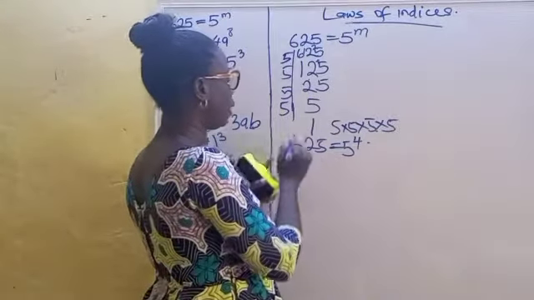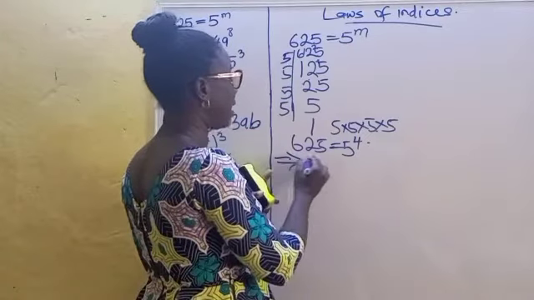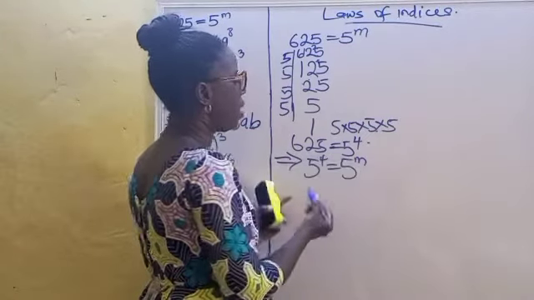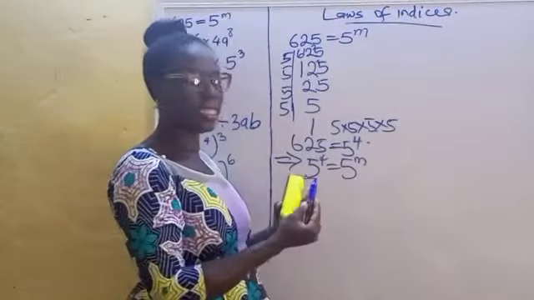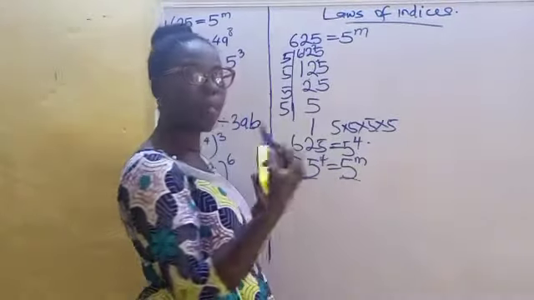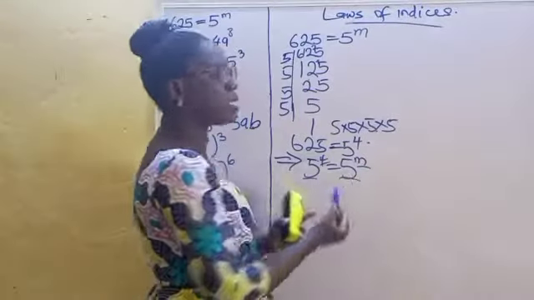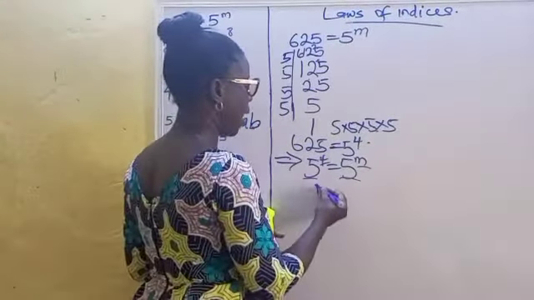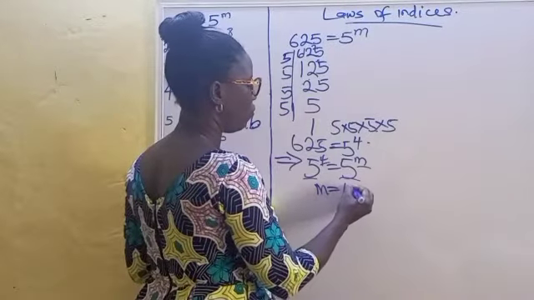Obviously, we can say that it implies that 5 raised to the power of 4 is equal to 5 raised to the power of m. Now, because the base is the same, the powers must be the same for it to be equal. So m is equal to 4.